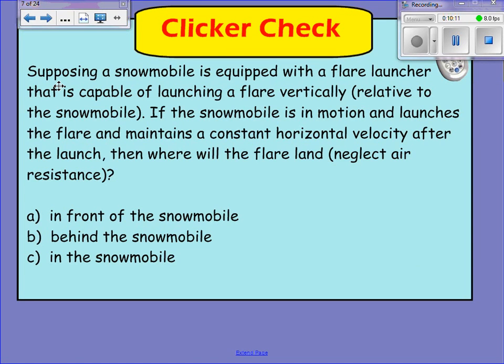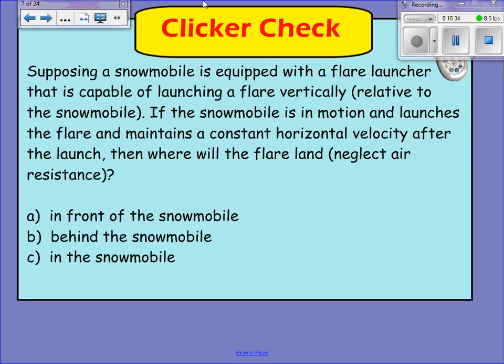All right, let's go ahead and do a few checks with this idea before we end the video. Let's read this problem here. Supposing a snowmobile is equipped with a flare launcher that is capable of launching a flare vertically relative to the snowmobile. So imagine you're driving a snowmobile at a constant velocity, and at some time you hit a button or trigger something that launches a flare from your snowmobile vertically in the air.